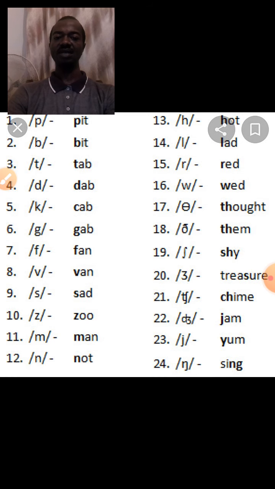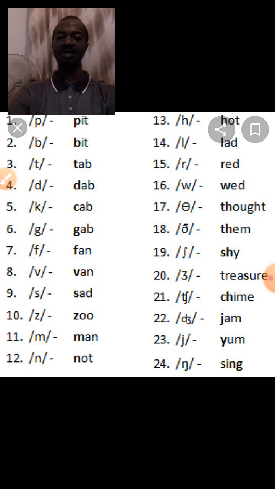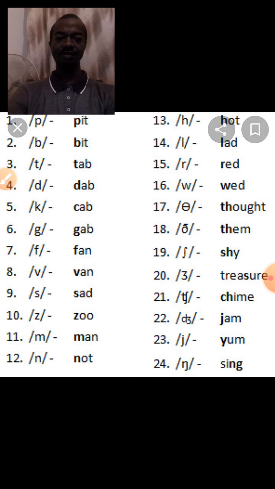You have the sh, like you have in shy. You have the zh, like you have in treasure. You have the ch, number 21, like you have in chime. You have the j, like you have in jam. Then the symbol within number 23 here, within the slashes, that J letter is actually the sound like you have in jam, like you have in jour.